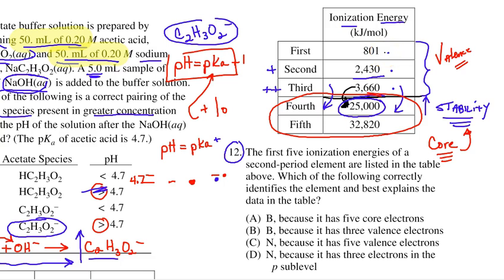So in number 12, the first 5 ionization energies of a second period element are listed in the table above. Which of the following correctly identifies the element? So we're looking for something with 3 valence electrons. So between boron and nitrogen are my choices.